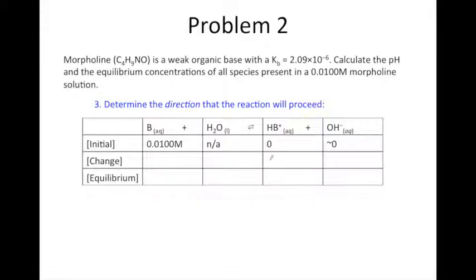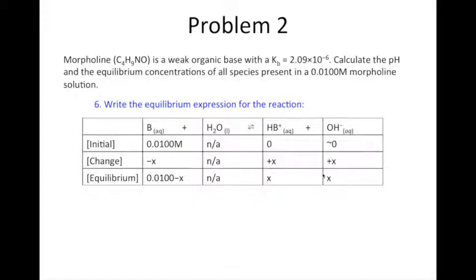Let's determine the direction of the reaction. Now, initially, we have no HB plus, and so we know the reaction must proceed from left to right initially in order to reach equilibrium. So that helps us determine our changes in concentration. We'll have minus x over here, plus x and plus x over on the product side. And again, all our stoichiometry is 1 to 1, so everything is 1. Now let's get our equilibrium concentrations. That's our initial minus the change over here, and the initial plus the change over on the product side.